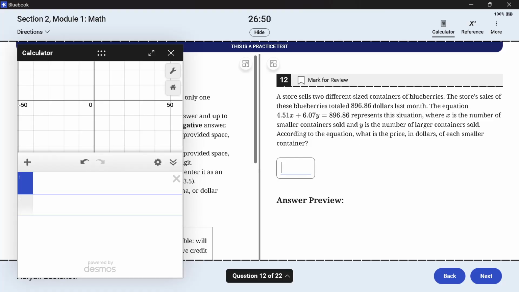So the number of small containers sold is x, and that's where we get the total price here. The number of large containers sold is y. So the coefficients will be the price per container. For the small container, which is x, the coefficient of x is 4.51.